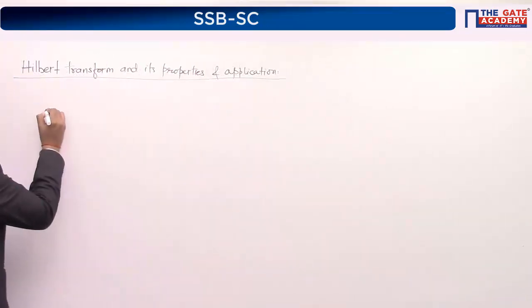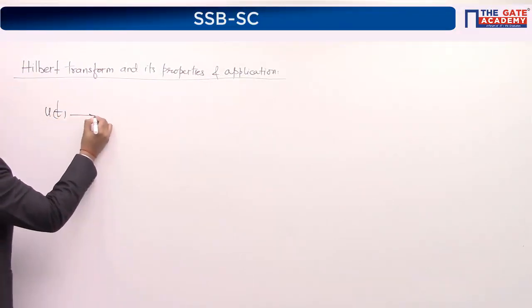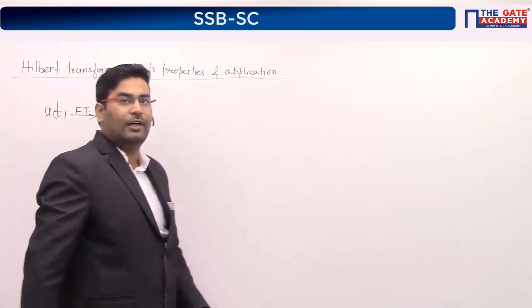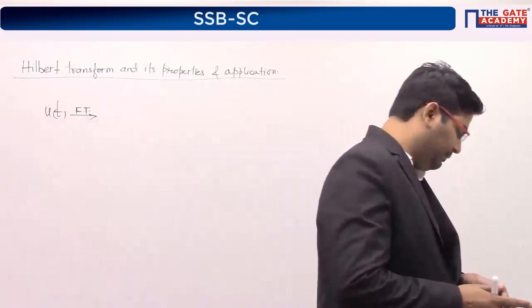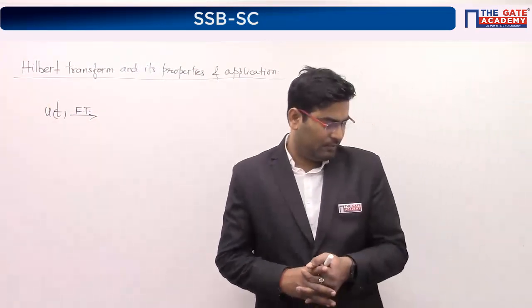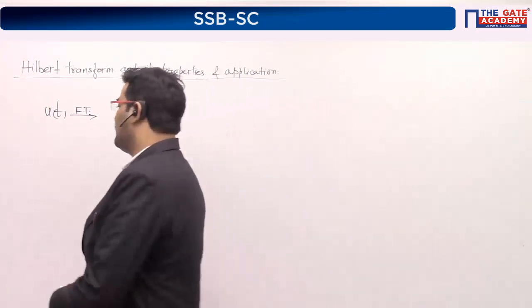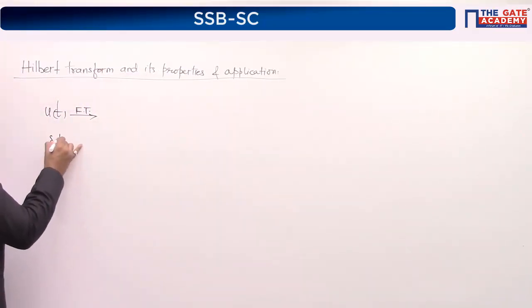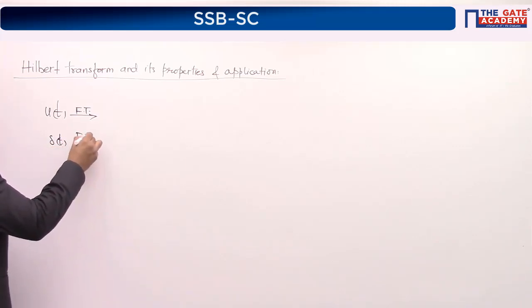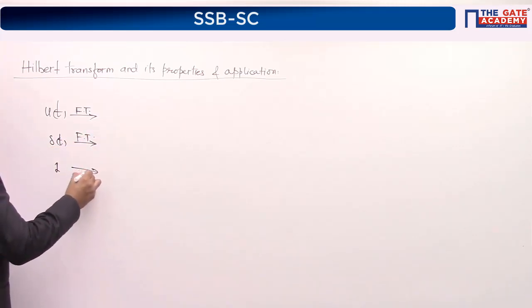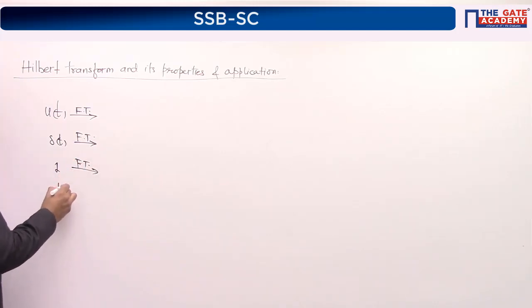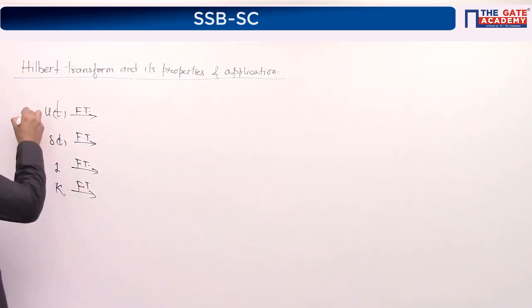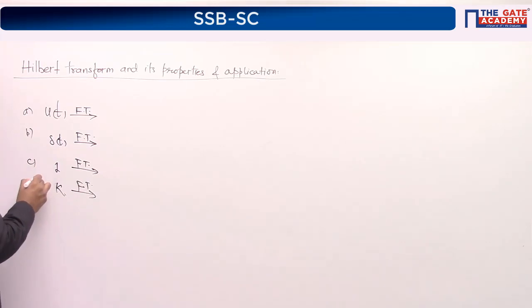Okay, let me ask you another question before we go there. What is the Fourier transform of u(t)? Okay, let me ask you another question, which I taught in the very first session. What is the Fourier transform of delta(t)? And what is the Fourier transform of 1? And what is the Fourier transform of some constant k? So these are the 4 questions I am giving you, and I am also giving you 4 minutes.